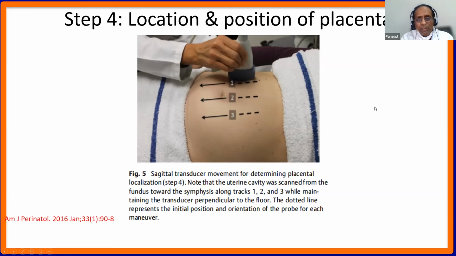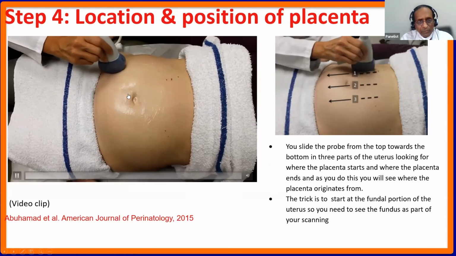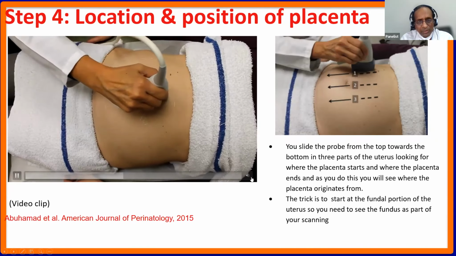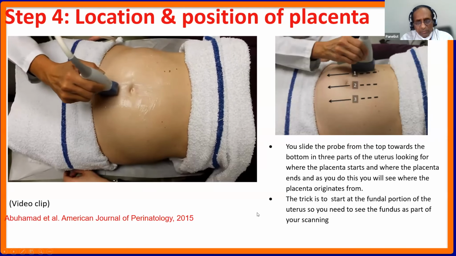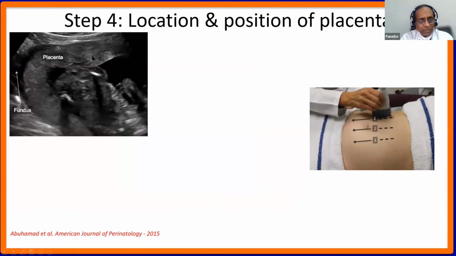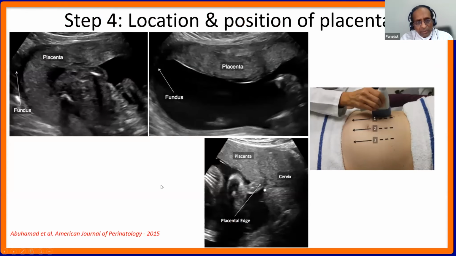This is all required to locate the placenta as we are moving now. So if the placenta is anterior or posterior, here is a placenta which is fundal, anterior and posterior. It's a fundal placenta extending anteriorly and posteriorly. Here is a completely anterior placenta and here is the placenta which is coming close to the internal os.